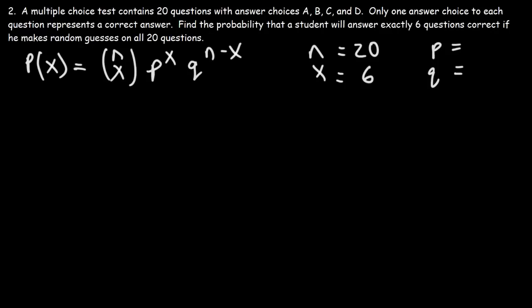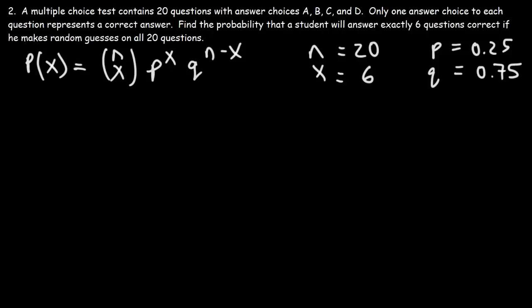Now, what are the values of P and Q? In this case, P is going to be the probability of getting a question right by randomly guessing an answer. So there's 4 answer choices, one of them is correct. So the probability is going to be 1 out of 4 or 0.25. Which means the probability of guessing the question wrong is going to be 3 out of 4, because there's only one correct answer, the other 3 are wrong. 3 out of 4 is basically 0.75. That's the probability that he will get the question wrong if he guesses randomly.